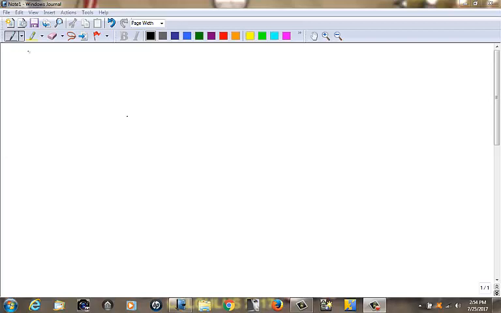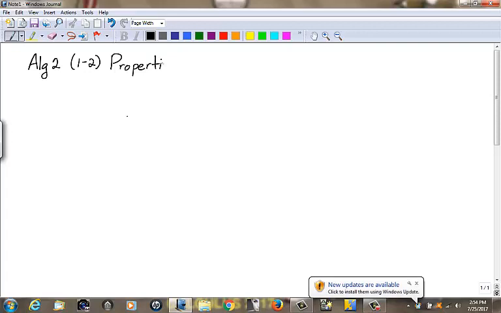Okay, today we're going to do section 1-2 for Algebra 2, and it's on the properties of real numbers. Okay, properties of real numbers.